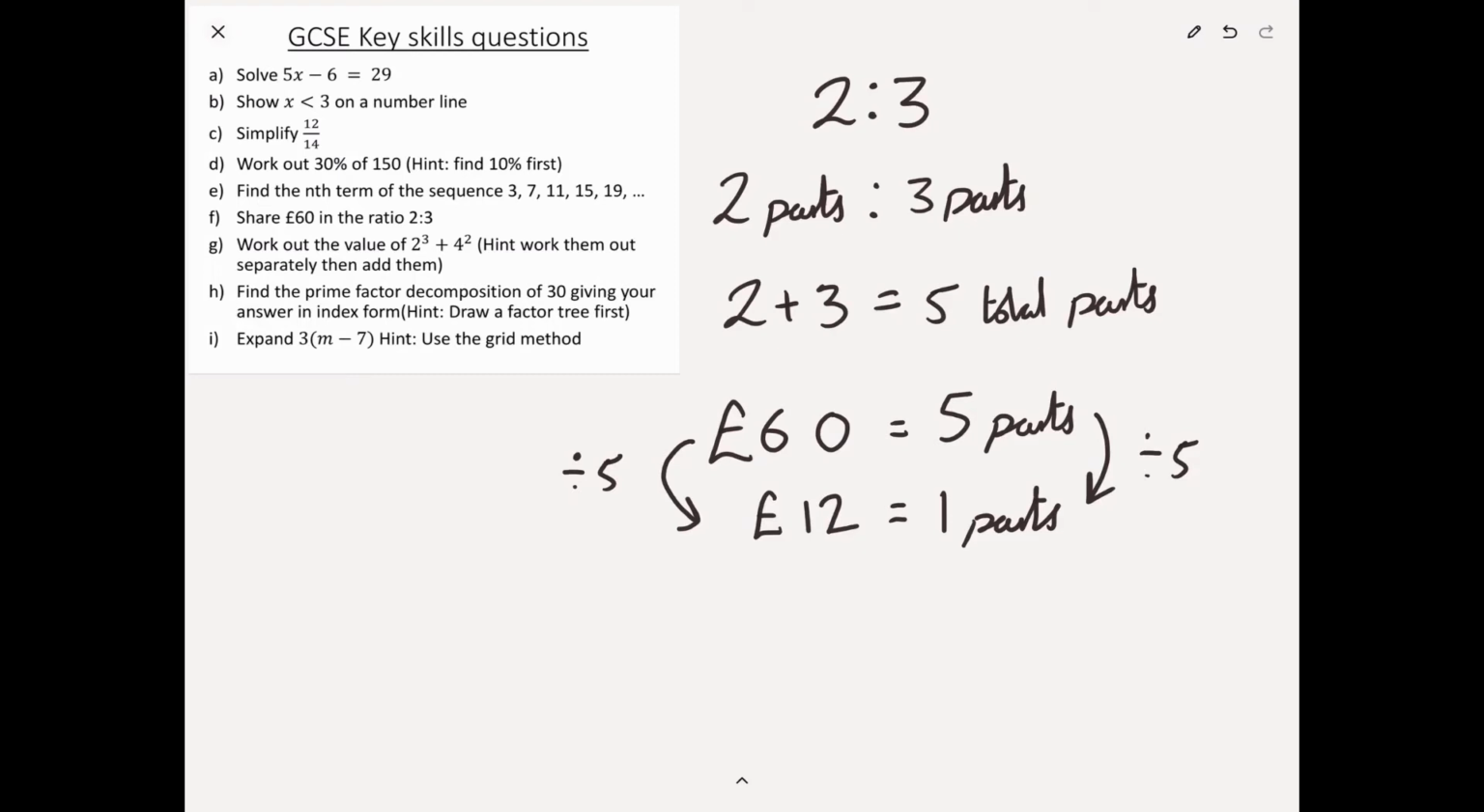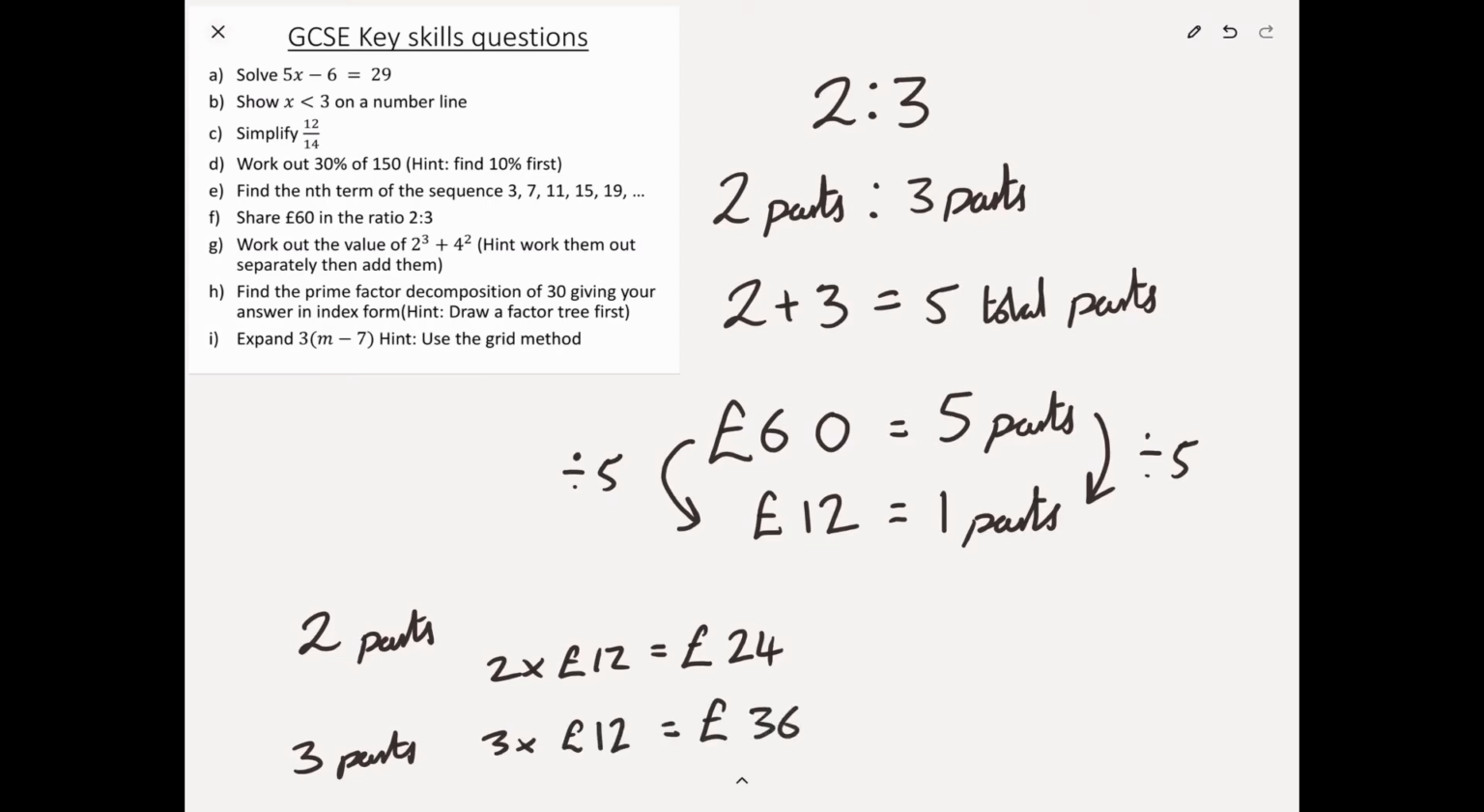But we wanted 2 parts and 3 parts. Well, in that case then, if £12 is 1 part, 2 parts, well that's 2 times £12, which is £24. Similarly, 3 parts is 3 times the £12, is £36. So actually when sharing that out we get £24 and £36. £24 to £36.